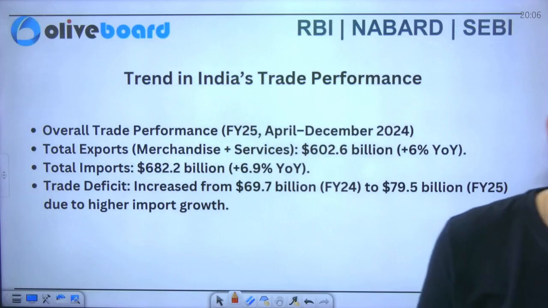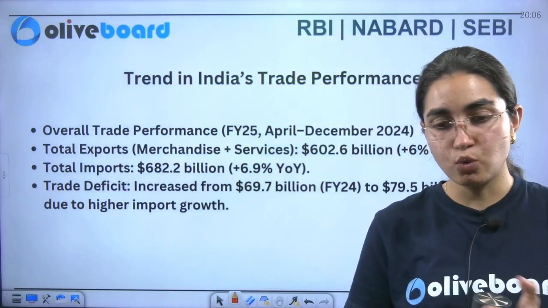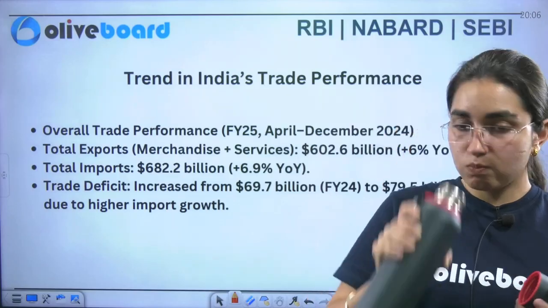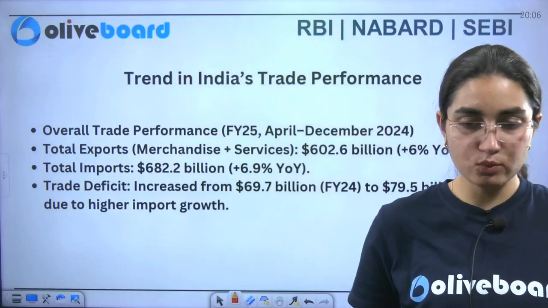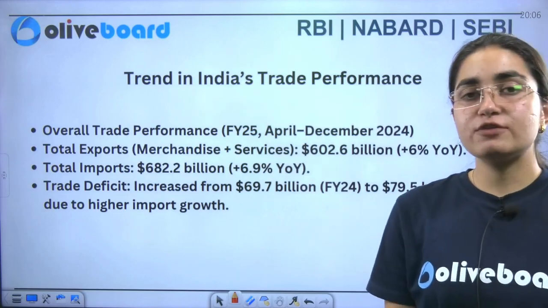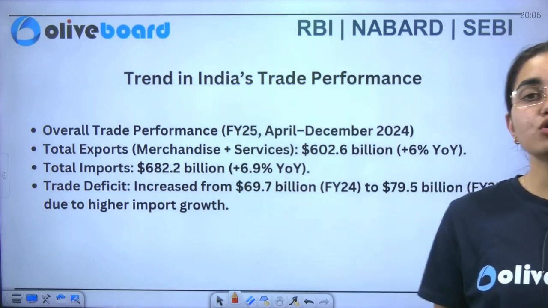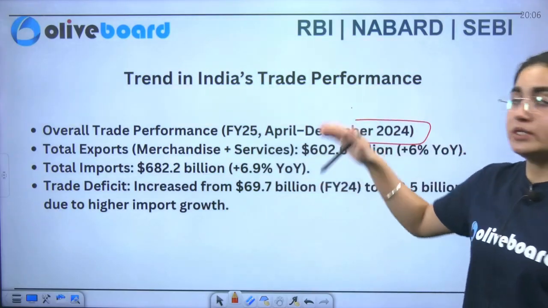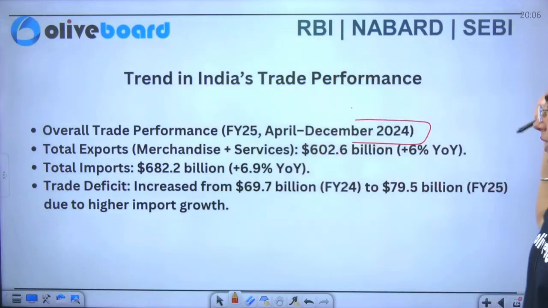We'll see what the trade deficit is, what the exports are, what the number related to exports is, and what the number related to imports is also. So first, if you see the overall growth of trade here, we'll see the time period between April and December, that is your financial year.